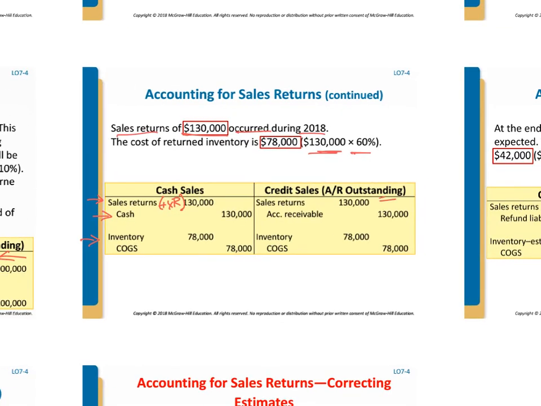We will debit sales returns here, credit accounts receivable instead, and then debit inventory and credit cost of goods sold.